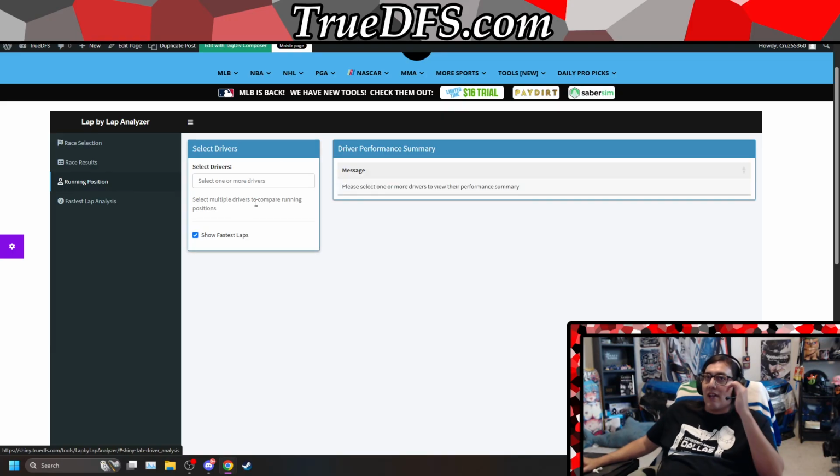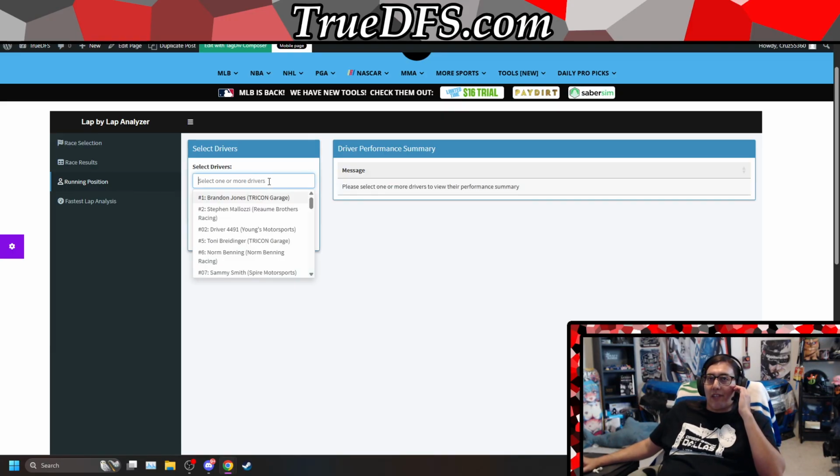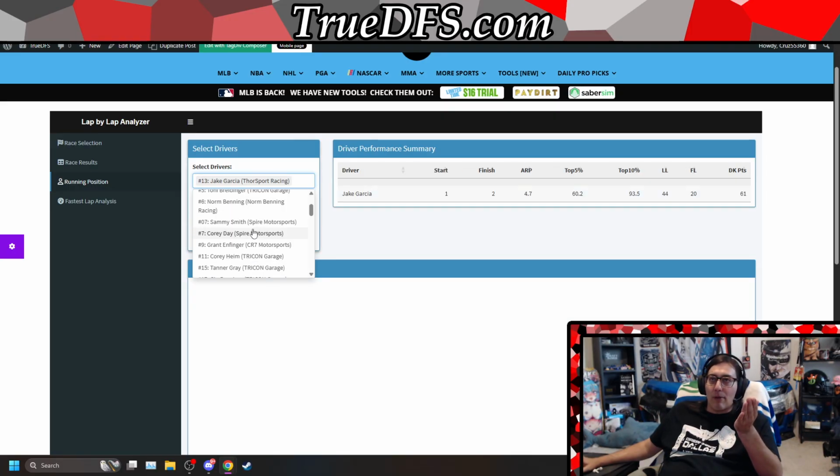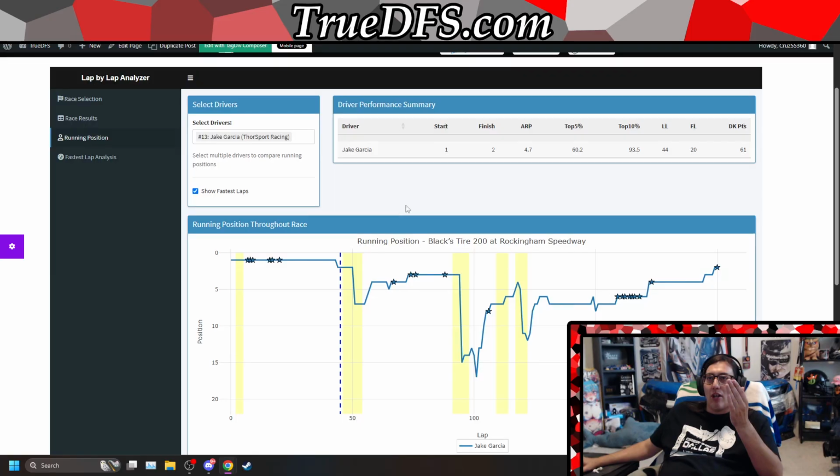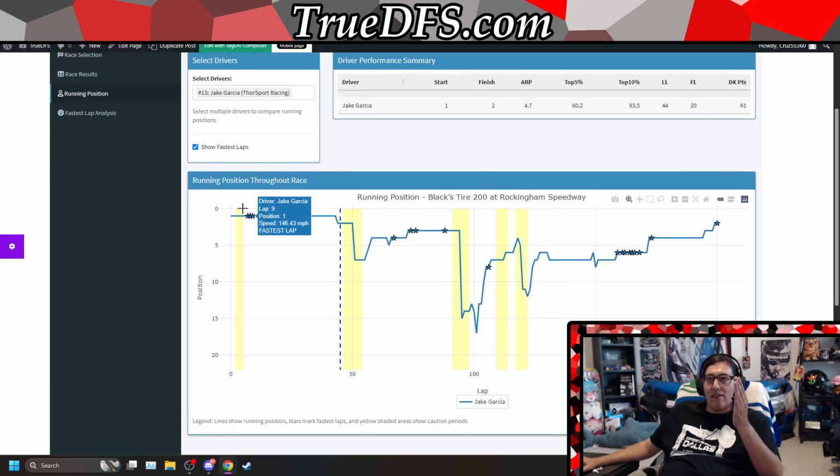So what you could do is, for example, if you want to see how somebody did in this race, let's say we'll look at the number 13 for Garcia. He started up front. Maybe we want to see how he performed in this race. So not only will it bring up the driver summary of what he did in this race very quickly, you can then see where he was at in this race. Okay, the yellows indicate where yellows came out. Okay, the stars indicate where the fast laps were that this individual got in these races.